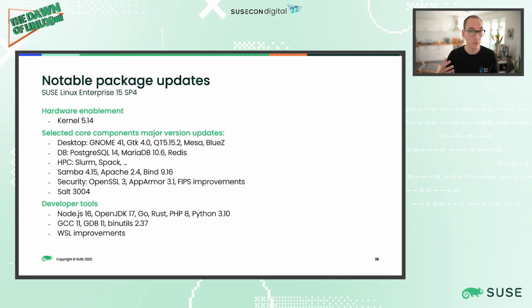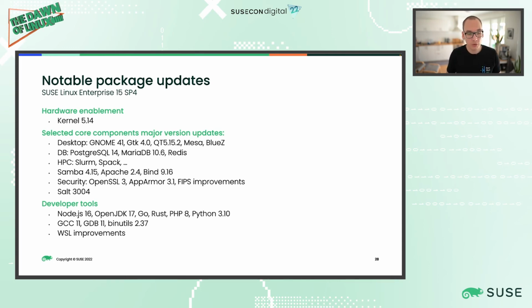On the security side, we are now providing OpenSSL 3 in parallel. AppArmor has been updated to the latest version. And we are also doing a lot of FIPS improvements because we are targeting a FIPS certification for 15 SP4. And we have updated Salt to version 3004.